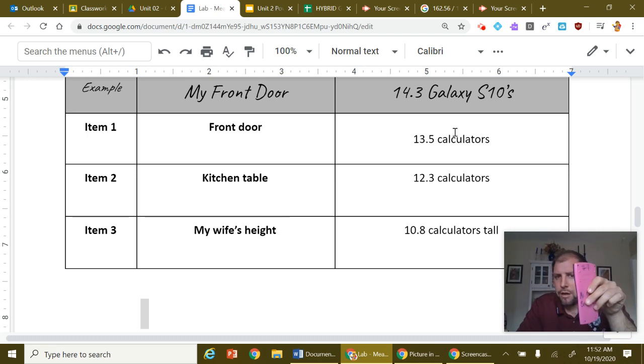Keep in mind, see here how I always estimated that last decimal. The front door was 13 and about half a calculator long, so I said 13.5. My kitchen table was 12 calculators long and a little bit extra, not quite a half, about 0.3. I estimated. And my wife was almost 11 calculators tall, but not quite, about 10.8. I estimated that last decimal. Now it's time to do the calculations.